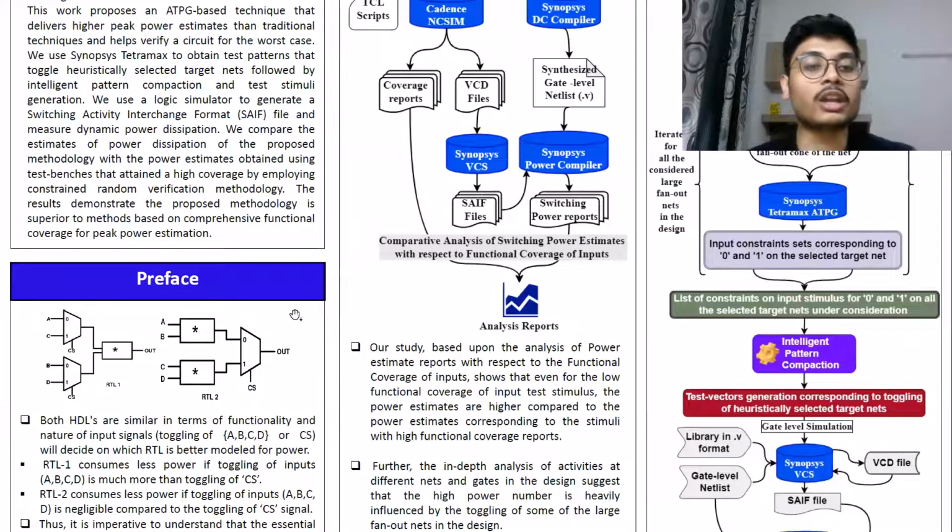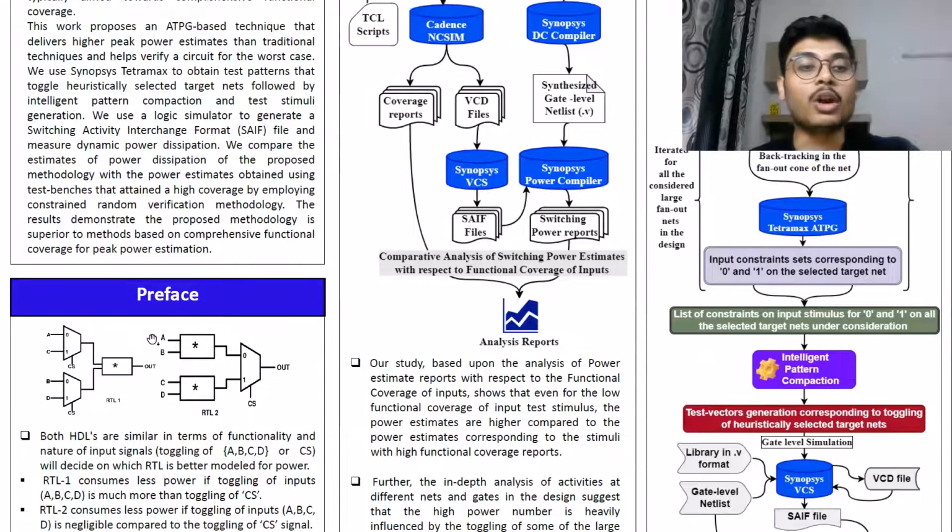Which RTL do you think is better modeled for power? Is it RTL1 or RTL2? What do you think?